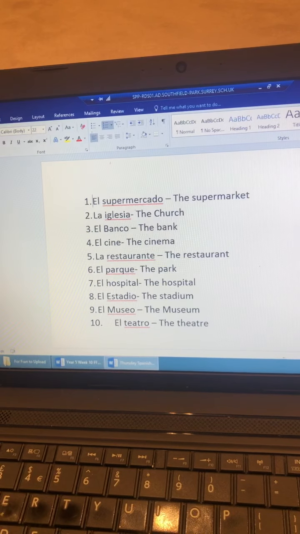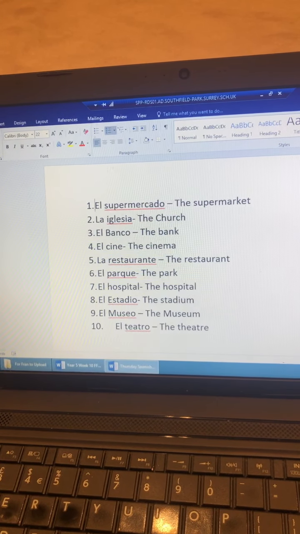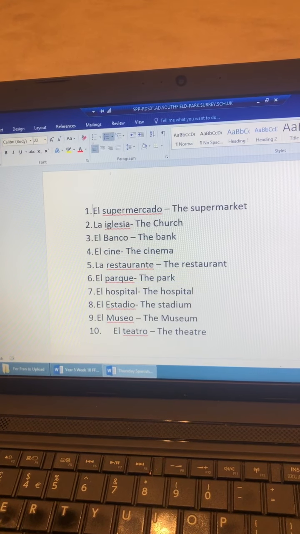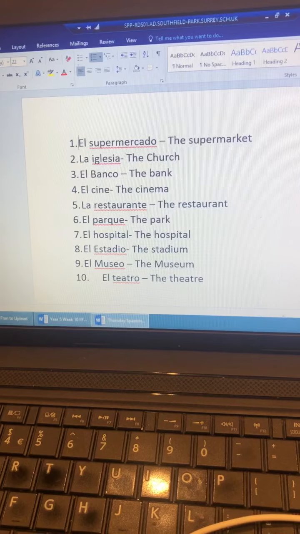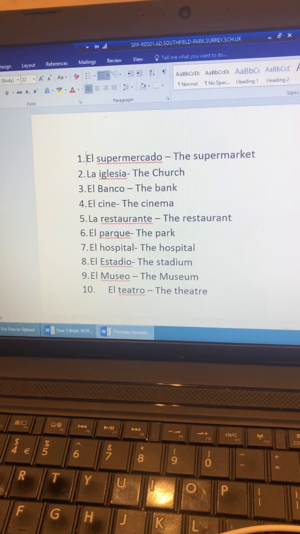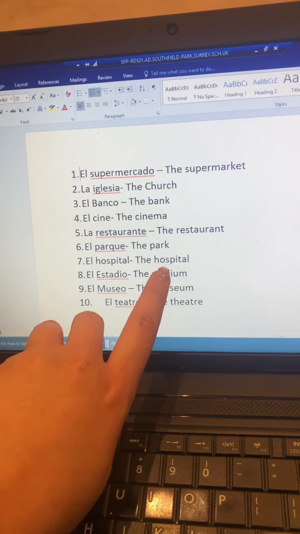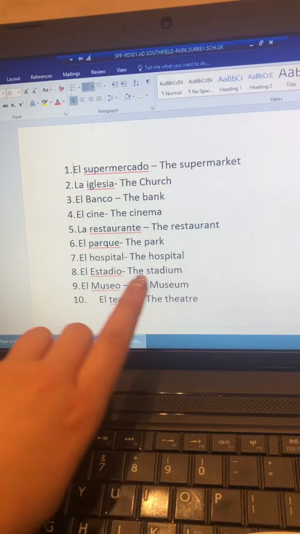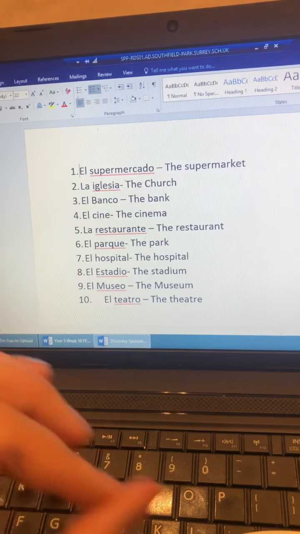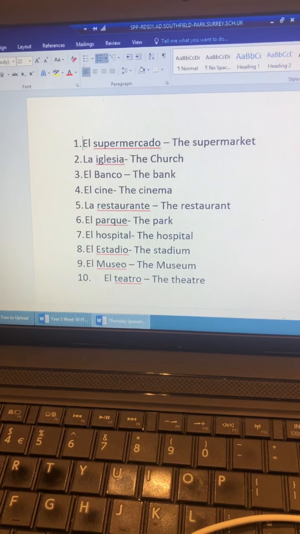The next one is el parque. El parque. And that's the park. Pause it and have a go. El parque. Number 7 is el hospital. El hospital. Now when you say hospital in English, you say hospital with an H. We don't say that in Spanish. You say el hospital. You miss out the H. It's very soft. El hospital.